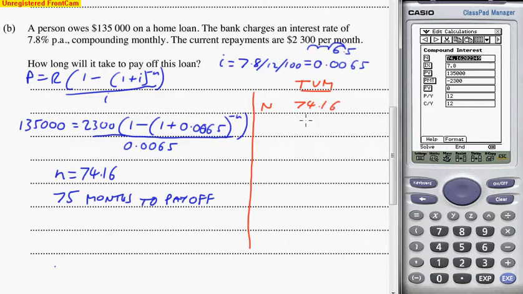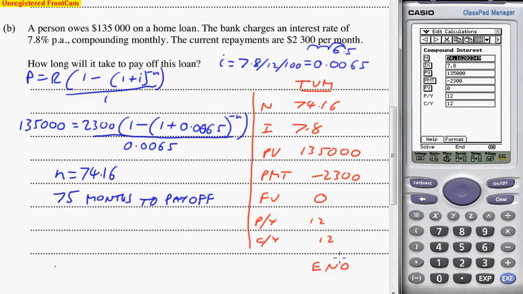So we've got n is 74.16, I'll leave it like that. I is 7.8, PV is 135,000, PMT is negative 2,300. The final value is nothing. PY is 12, CY is 12, and I'm set on end. And that also gives an answer of 74.16, same answer as you would expect. And again, of course, remember you must leave that answer as it takes 75 to pay off. You must round up to the end of the next payment period. Okay, that's that.